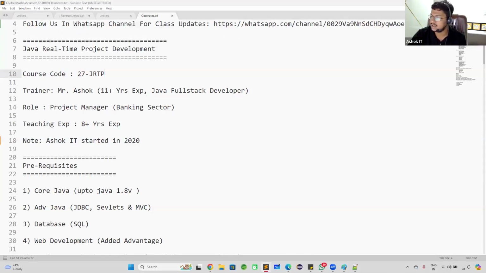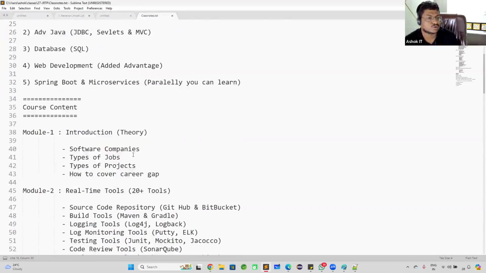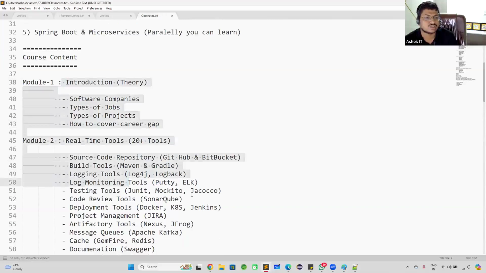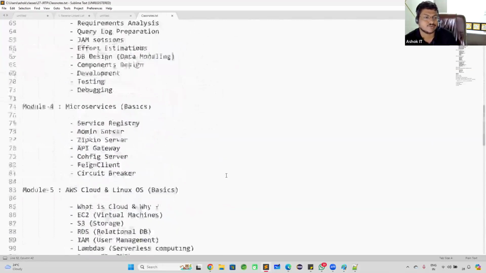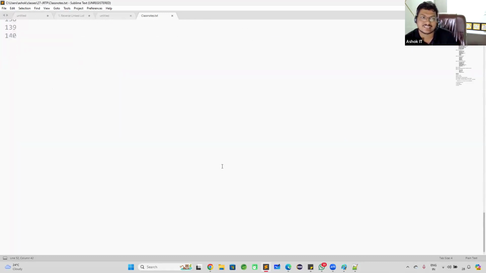In the yesterday session, we discussed what the prerequisites are in order to attend this course, what the course content is, what modules we are going to learn as part of our course, and the information related to the course also that we discussed in the last session.